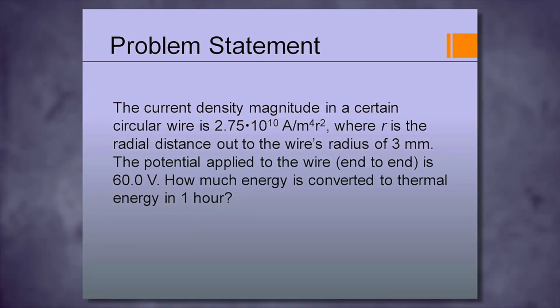The current density magnitude in a certain circular wire is 2.75 times 10 to the 10 amps divided by meters to the fourth power times r squared, where r is a radial distance out to the wire's radius of 3 millimeters. The potential applied to the wire end to end is 60 volts. How much energy is converted to thermal energy in 1 hour?